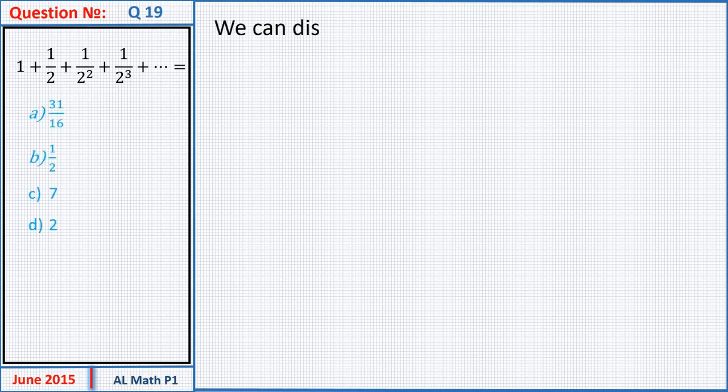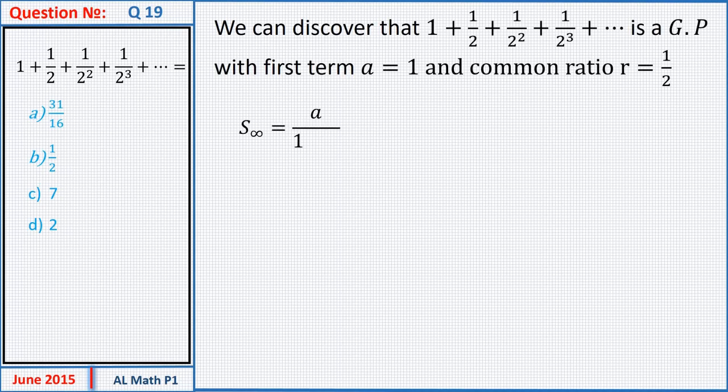Question 19 says let's find the sum to infinity of this series. And they've given us the different answers. So here we can identify that the series is what? It is a geometric progression with first term a equals 1 and common ratio r equals a half. And in our formula, that we are taught in school, the sum to infinity is what? a on 1 minus r. So replacing it, we have 1 on 1 minus a half. Simplifying, we have the sum to infinity as 2. We compare with the answers we have.